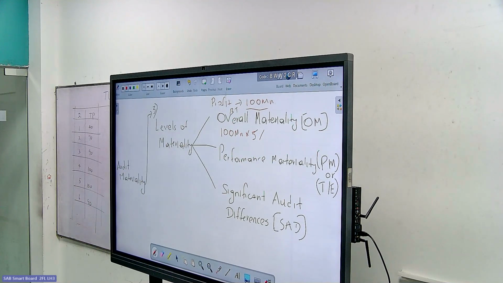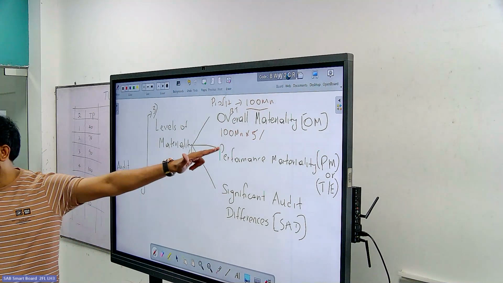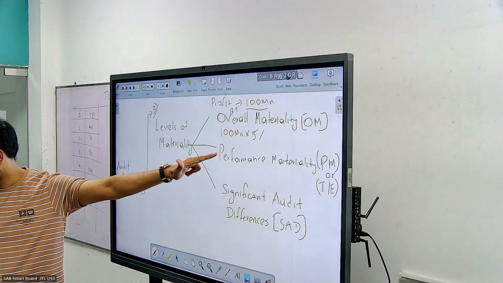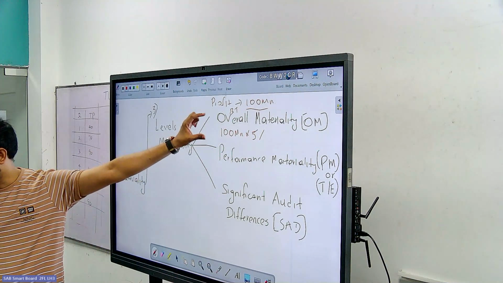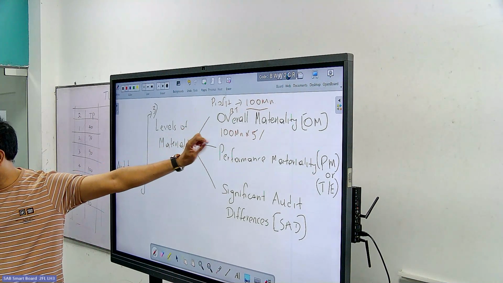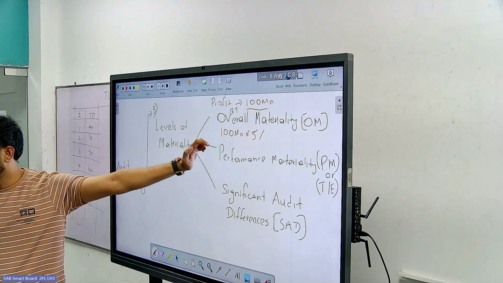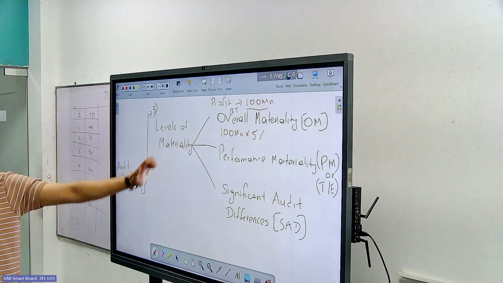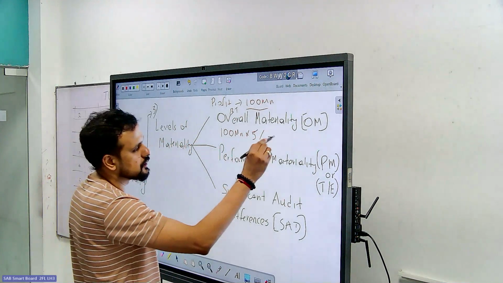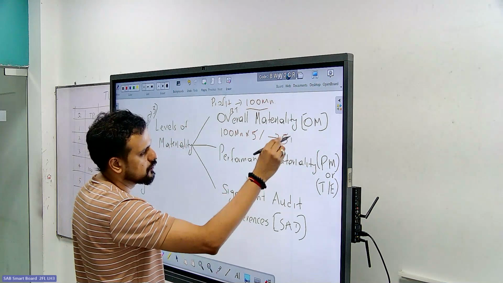You are discussing the first level. Some guidelines are given by the standard to compute the material amount based on the financial statements. Based on those guidelines, we can compute the material amount. So I have taken 100 million as the company's profit. Out of that 100 million, 5% we are taking to compute the material amount. So what is the material amount here? 5 million.